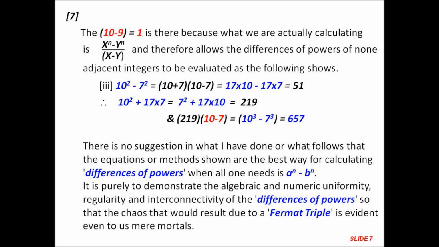There is no suggestion in what I have done or what follows that the equations or methods shown are the best way of calculating differences of powers, when all one needs is a to the n minus b to the n. It is purely to demonstrate the algebraic and numeric uniformity, regularity and interconnectivity of the differences of powers, so that the chaos that would result due to a Fermat triple is evident even to us mere mortals.